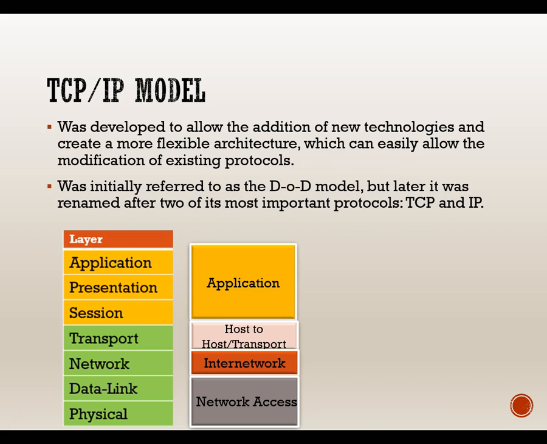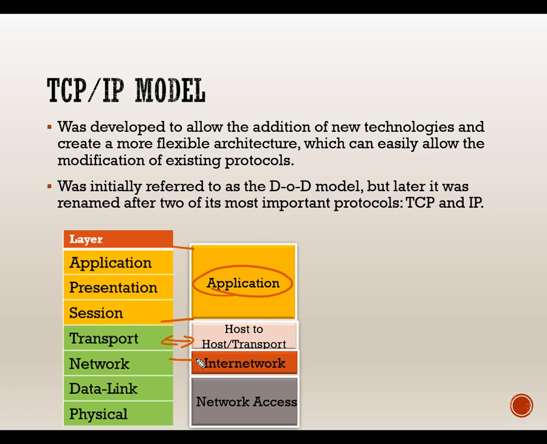The TCP/IP model is very much the same, with different names, and we lump things together. It was developed to allow the addition of new technology and create a more flexible architecture which allows modification of the existing protocols. It was initially referred to as the DoD model, later renamed for its two most important protocols, TCP and IP. As you can see, it does the same thing as the OSI model, but in here we lump together the top three layers and call it the application layer. The host-to-host layer is the transport layer, and actually the DoD model still calls it the transport.